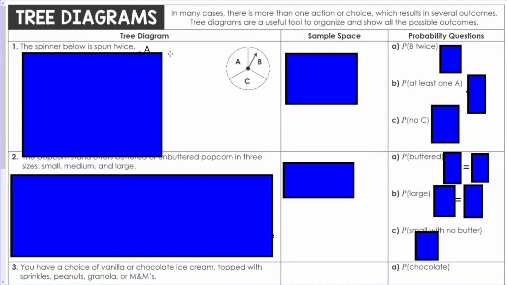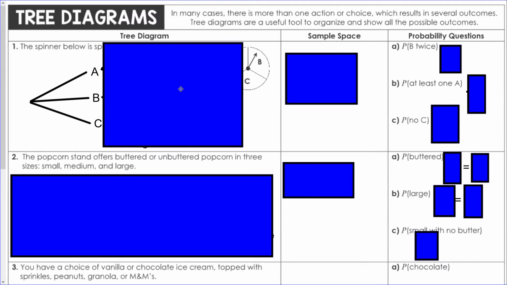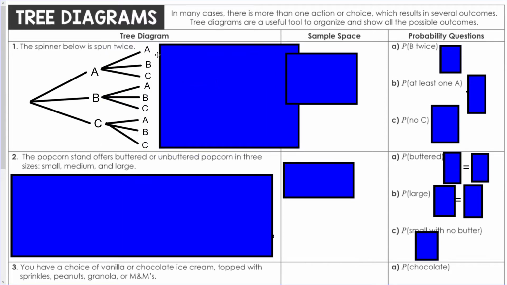So for the first question here in the chart, the spinner below is spun twice. So you have options of A, B, and C. So your first part of your tree diagram, again, is A, B, and C. Okay, so that's your first choice will be one of those, or first result, I guess. And then your second result will just be A, B, and C again. So this is just how things are organized in a tree diagram.